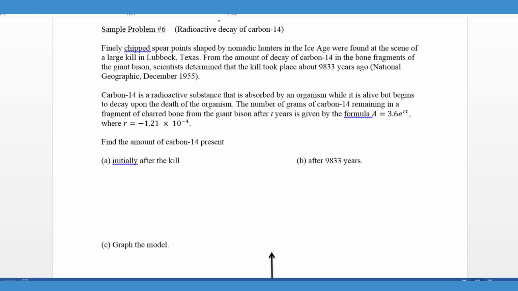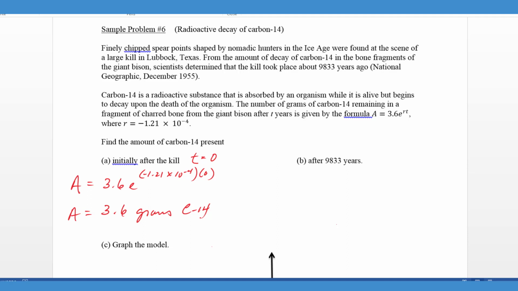And so part A says, find the amount of carbon-14 present initially after the kill. Well, at that point in time, 0 years have actually passed by. So we have a t of 0 initially after the kill. And so we have 3.6 e, and I'm just going to go ahead and put this in the scientific notation. And of course, our time is 0, and anything raised to a 0 power is just 1. So we actually have 3.6 grams of carbon-14 initially present immediately after the kill.